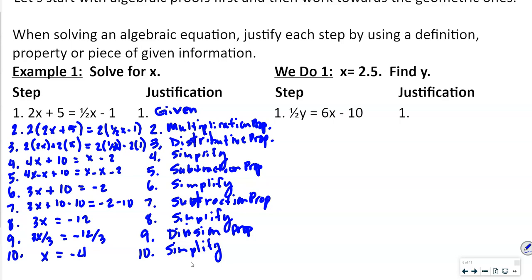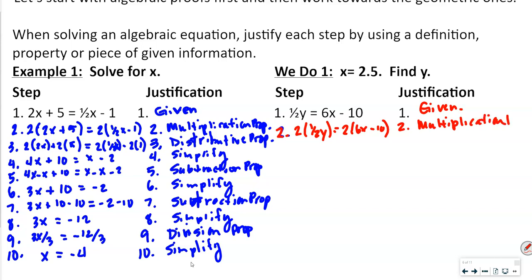Okay, so for the we do one, this one's a little bit different. But with step 2 here, again, let me change colors here. Step 2 here, I'm going to get rid of that 1/2 again. So I'm going to multiply by 2, the 1/2 y, and that's going to be equal to 2 times 6x minus 10. Now you could divide by 1/2, but I don't like dividing by 1/2, so I'm going to multiply. Okay, so again, our first step was given, right? Our second step here, what did we do again? We did multiplication property, right? Multiplication property.